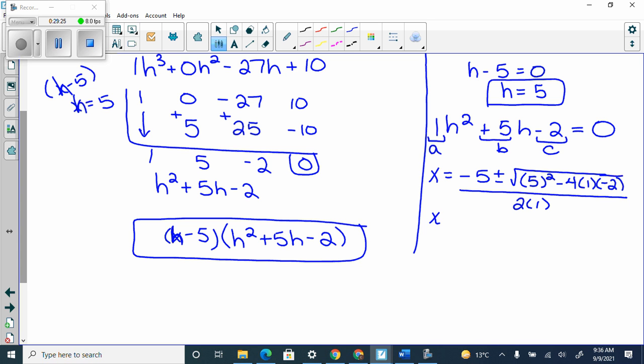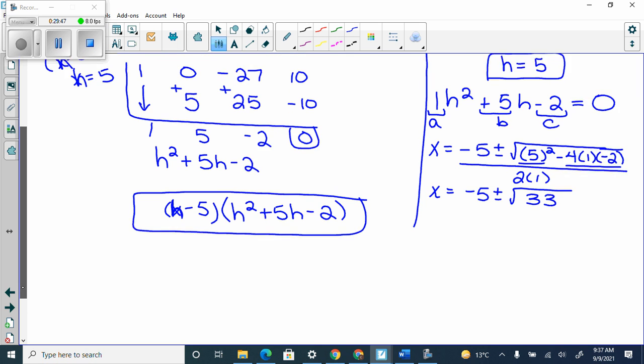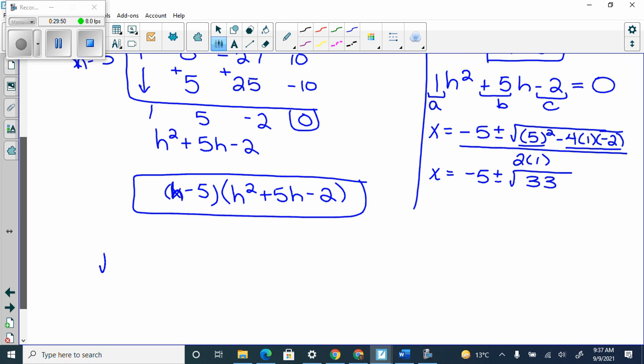So we have x equals negative 5 plus or minus, and we just do this whole thing. So this is going to be 25 minus 4 times 1 times negative 2. The whole thing is 8, and this is 25, and 25 plus 8 is 33. Can 33 reduce at all? No. I'm going to remind you, if it wasn't 33, let's pretend it was 24.